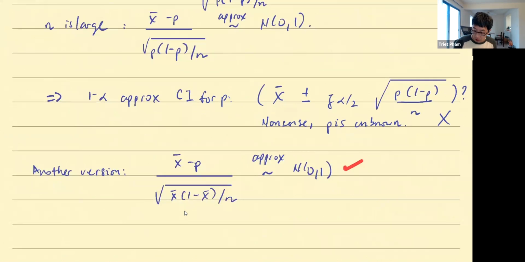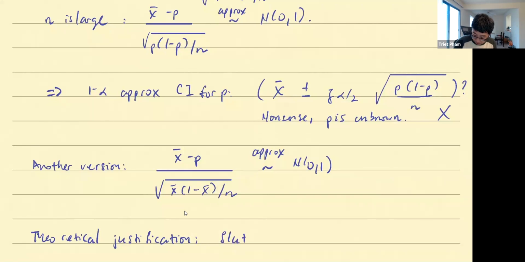This is still correct, but the theoretical justification for this is something called Slutsky's theorem, that we won't cover in this class. I mean, we'll talk about it, but you're not responsible for it in this class. But I just want to mention the theoretical background for this.